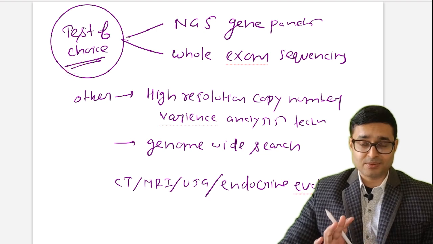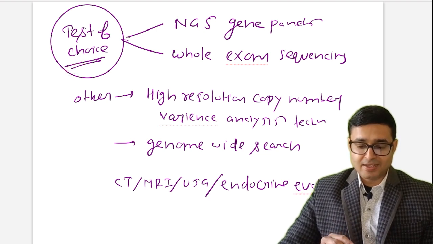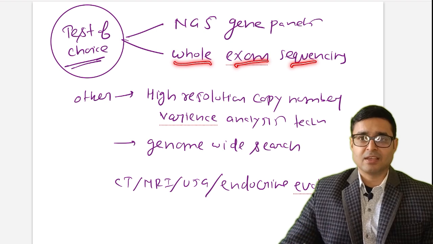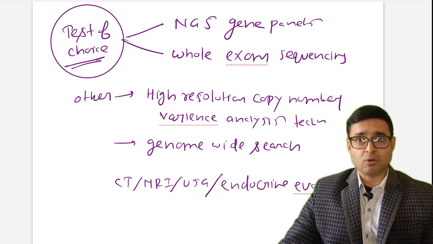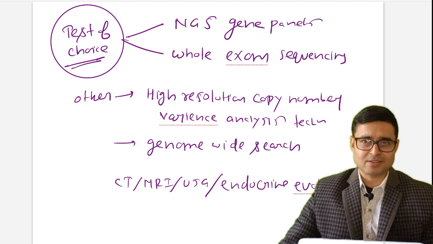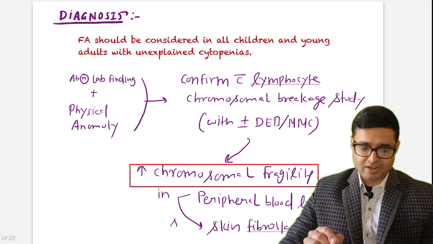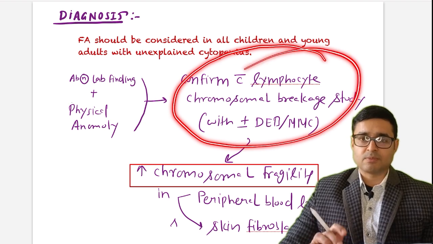Okay, what is the test of choice then? Is it the chromosomal breakage study? No. The test of choice is actually an NGS gene panel and whole exome sequencing. Next generation sequencing and whole exome sequencing is the test of choice, but you can start with this lymphocyte chromosomal breakage study.